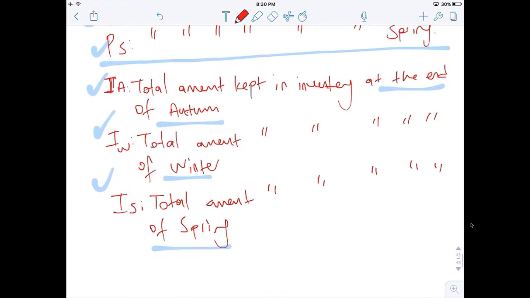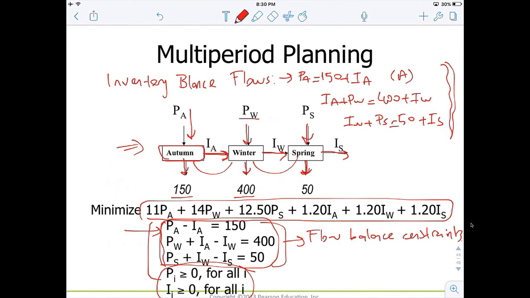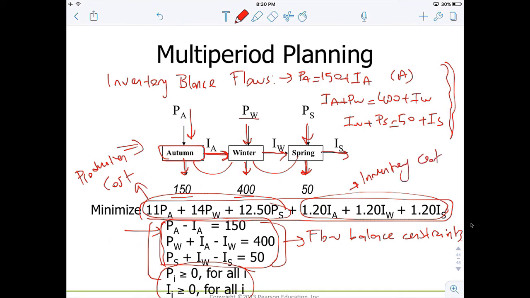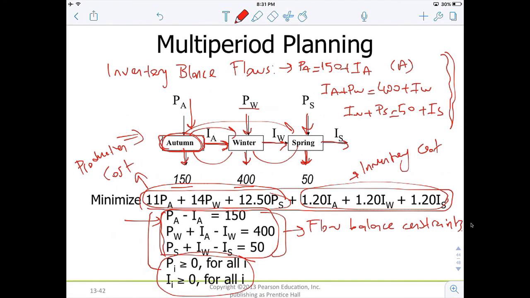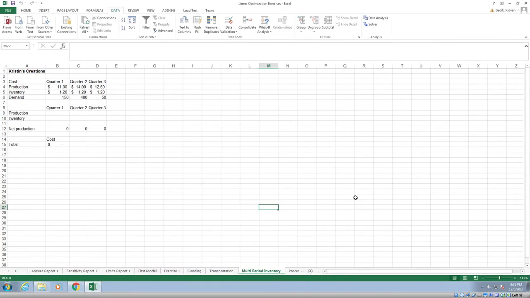$1.20. Okay, and this objective function here, the first portion is the manufacturing cost or the production cost, and this portion right here is our inventory cost. Sometimes it is more beneficial to, for example, produce goods here and then use them here and here, right? Inventory cost is not that high, but we don't know what the optimal solution is, so we are going to use Excel solver for optimally solving this problem. Okay.